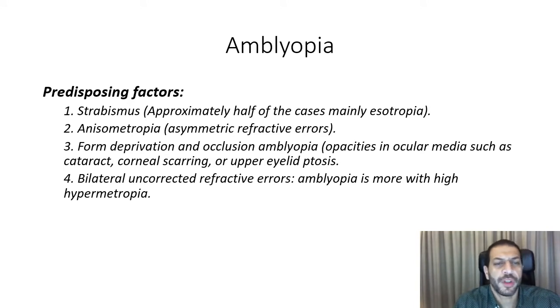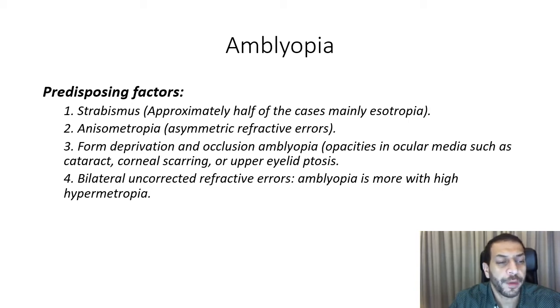What are the predisposing factors for amblyopia? What would cause an amblyopia? Number one, strabismus. Strabismus is ocular misalignment, when the one eye is fixing and the other eye is deviated, whether inward, esotropia, or outward, exotropia. And amblyopia is more common in cases of esotropia. So the brain uses the eye that fixes for vision and ignores the eye that is not fixing. And this eventually leads to poor visual acuity in this eye and amblyopia.